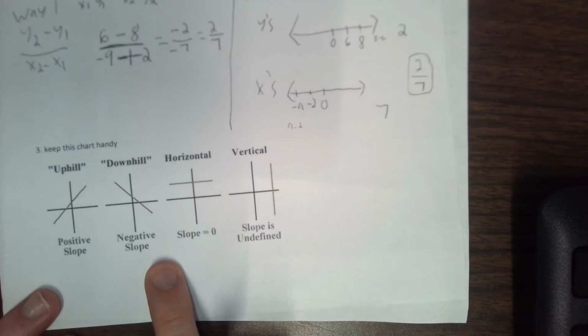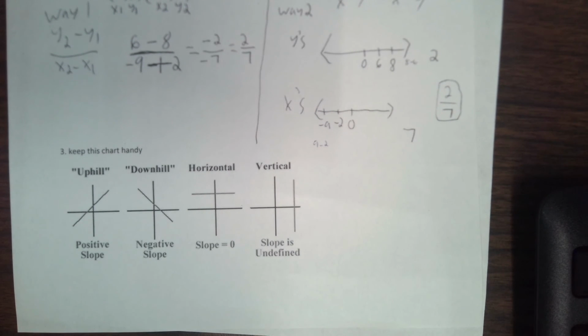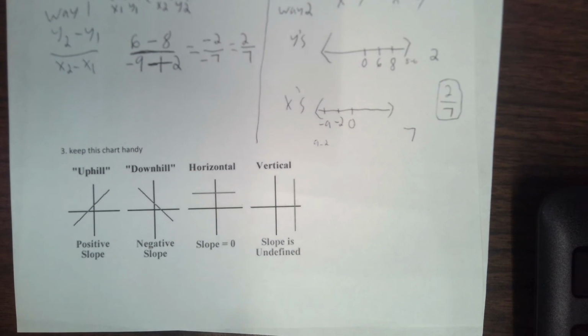Number 3, keep this chart handy. I'll include it in your quiz review. One of the questions is a matching. That's positive slope. That's negative slope. 0 slope is a horizontal line, like flatlining, like you're dead. A vertical line is undefined.